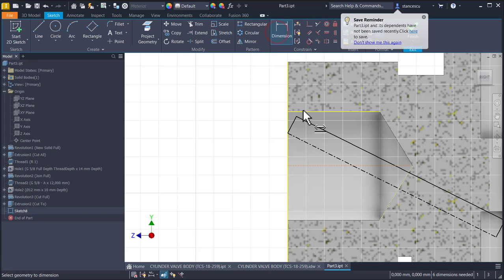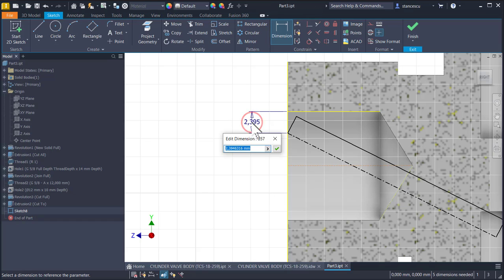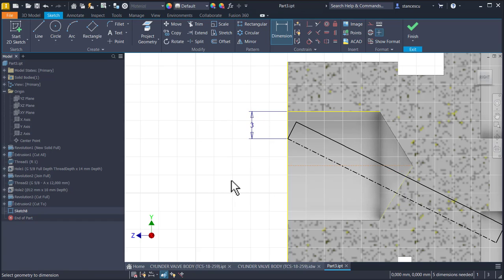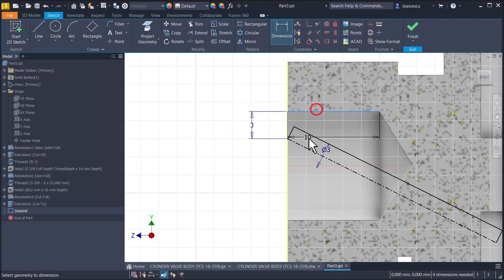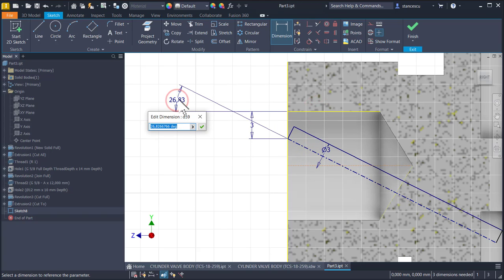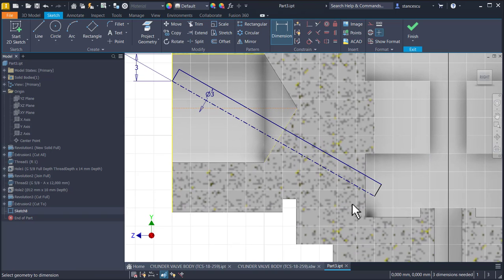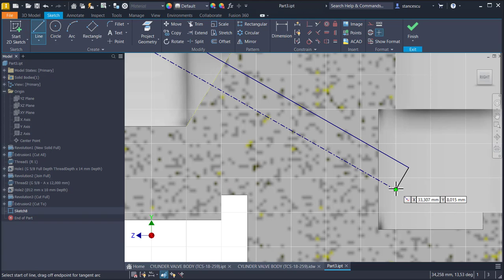Now I place the dimension 3 here. 3. Then this diameter of 3. Then the angle of 30 between this line and this line. This is 30. The other end is interesting because I have to draw a line along this one to this face. But the face is not projected. I project the face, the generator, I make it construction, and I extend this line to that face.